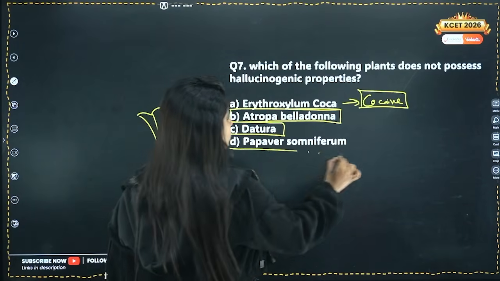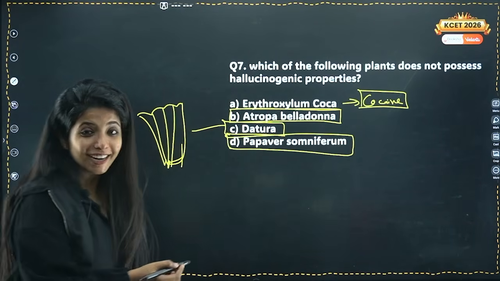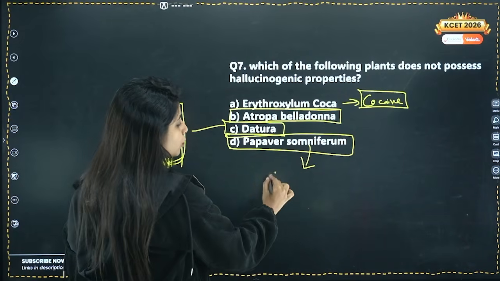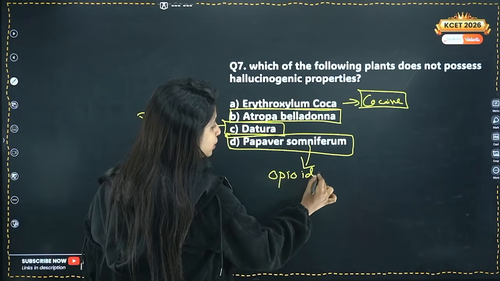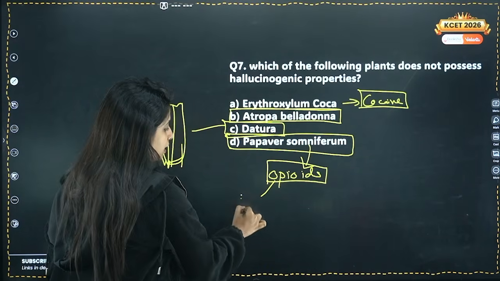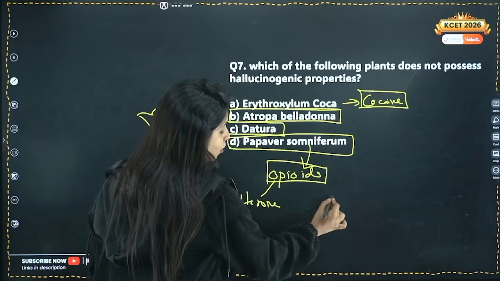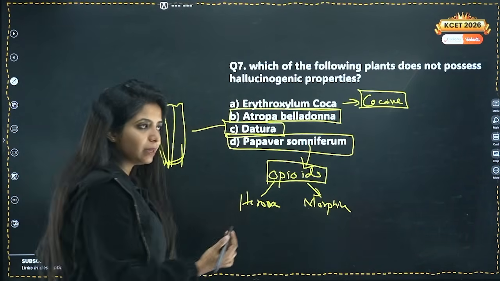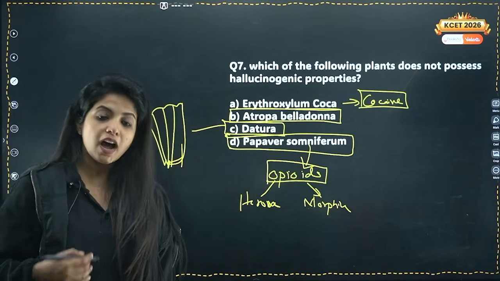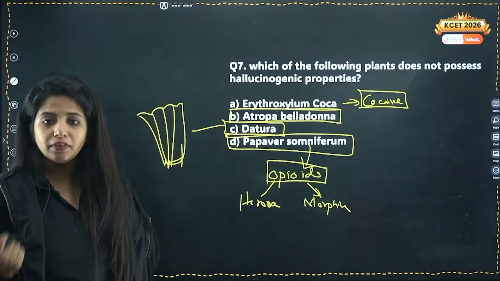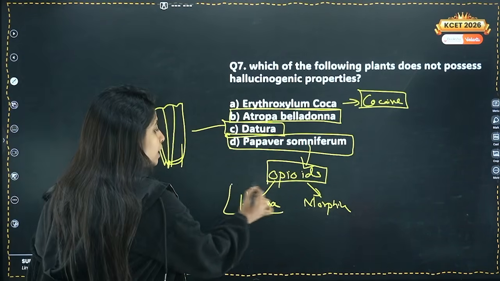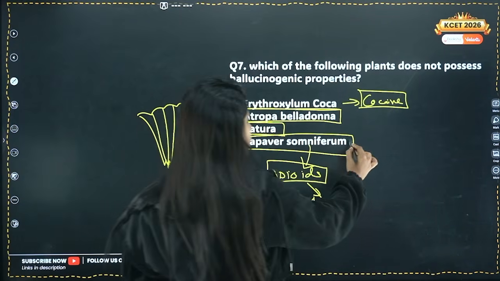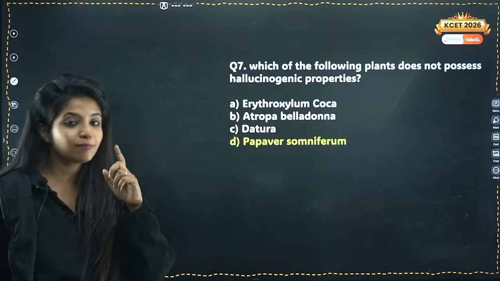Now, Papaver somniferum is responsible for the production of opioids, which have nothing to do with hallucination. They are usually heroin or morphine. Morphine is a sedative and a painkiller. That means you feel sleepy after that, and it is given by doctors to patients after surgeries. Heroin is a depressant and it slows down your body function. As I said, it has nothing to do with hallucination, so this one is the odd one out. So the answer for this question becomes D.